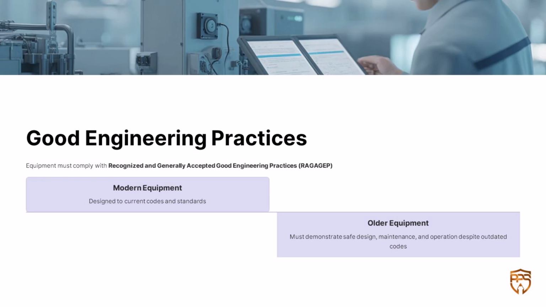Employers must also document that equipment complies with recognized and generally accepted good engineering practices, RAGAGEP. For older equipment designed under outdated codes, the employer must show that it is still designed, maintained, and operated safely.